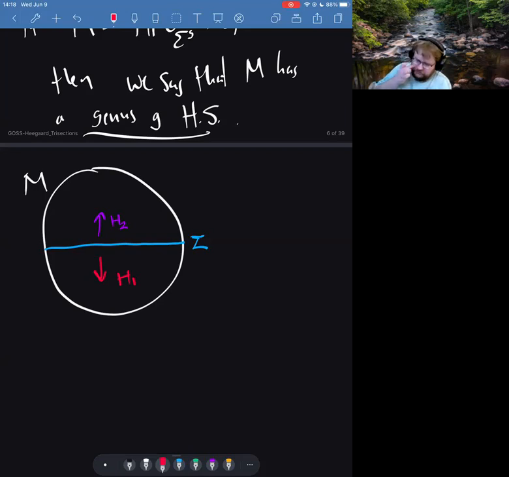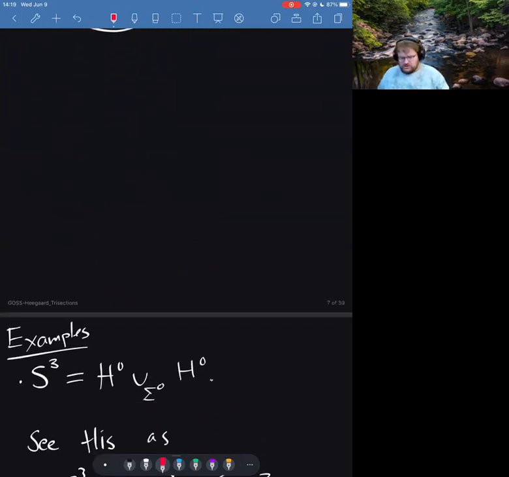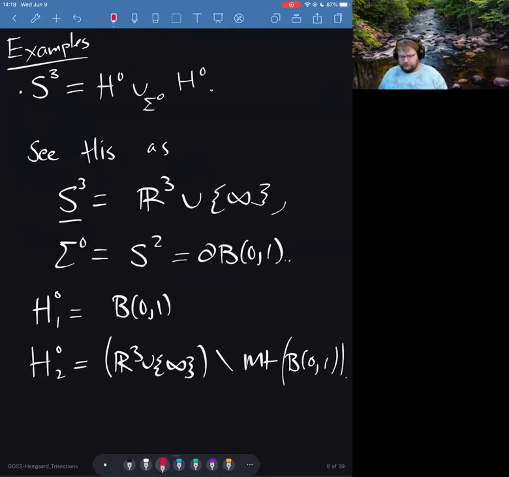And the benefit of this is that we can look at the topology of sigma and look at how H2 and H1 interact, and that tells us pretty much everything we would want to know about them if everything was nice in the world. So let's look at some examples.